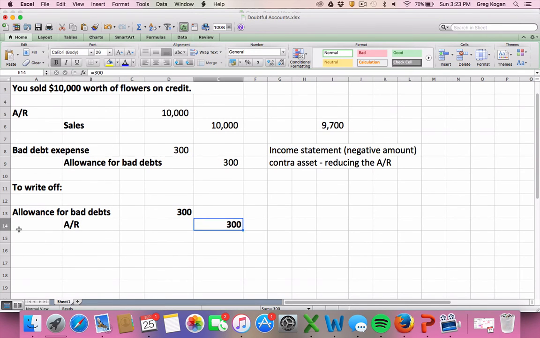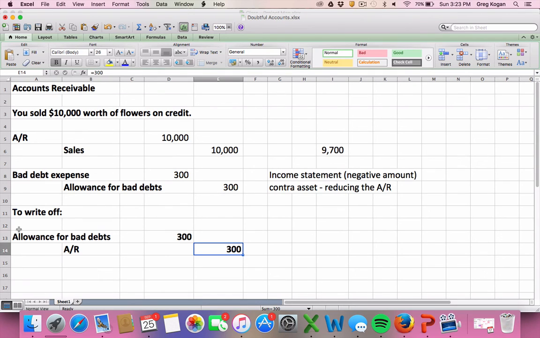So there's a little bit of a trick with how it flows, and it's just something to look into. It's a way to wait a little bit to see if they're going to pay you or not, and then if they don't pay you, you write it off. If they do pay you, you get rid of this contra asset. But it's a bit of a game of how to account for what is essentially an estimate.